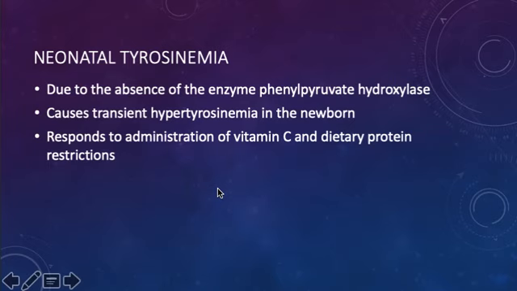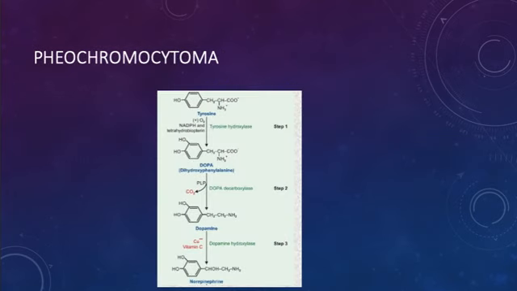Next, we'll go on to another condition which we call pheochromocytoma. Okay, so before we go on to the proper pheochromocytoma, we'll just brush up on tyrosine metabolism. So tyrosine, in the presence of tyrosine hydroxylase gets converted to dopa, and this dopa by decarboxylation gets converted to dopamine. So dopa and dopamine both are neurotransmitters. So deficiency of these will lead to Parkinson's disease.